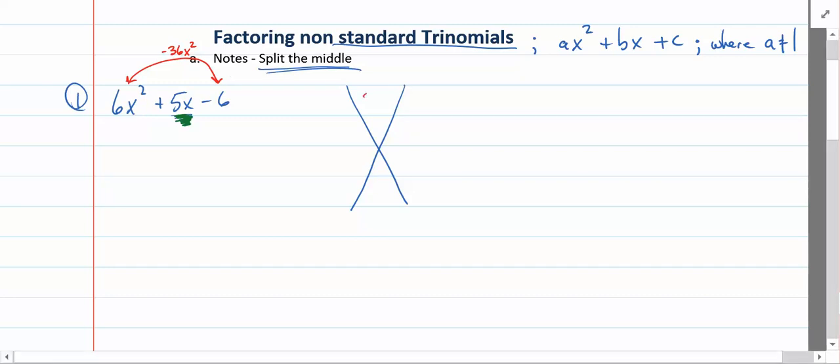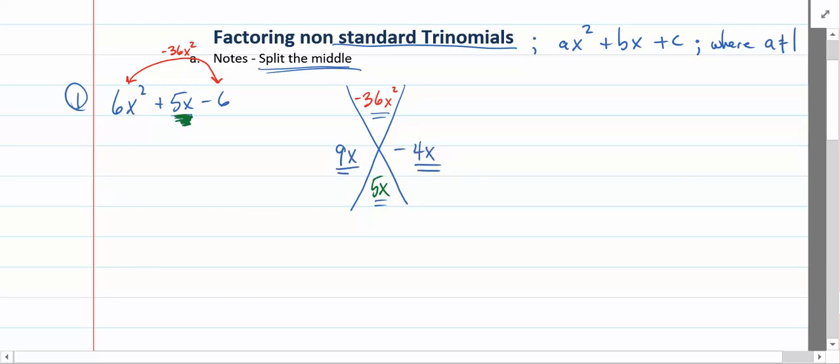So again, the product of the outside terms is a negative 36x squared. The middle term is a 5x. And what I need to come up with are two numbers, and I'll place them on either side of this x here, that multiply together to equal negative 36x squared, but add together to make 5x. The pair that happens to work for this is both a 9x and a negative 4x.